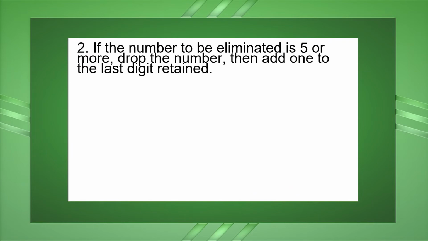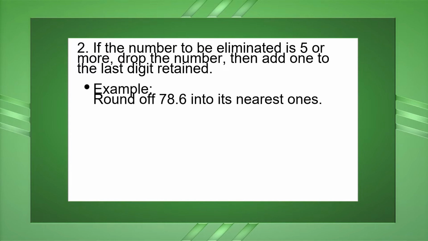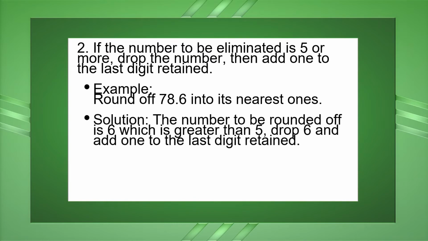If the number to be eliminated is 5 or more, drop the number, then add 1 to the last digit remaining. Example, round off 78.6 into its nearest ones. Solution, the number to be rounded off is 6, which is greater than 5. Drop 6 and add 1 to the last digit remaining. The answer, 79.